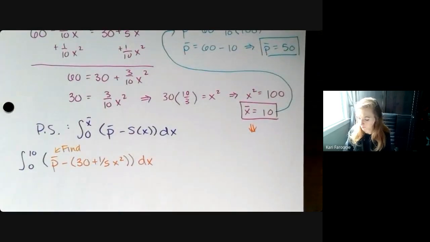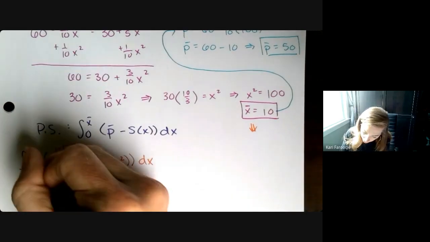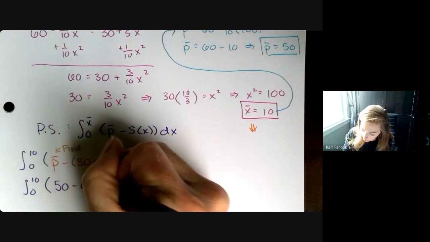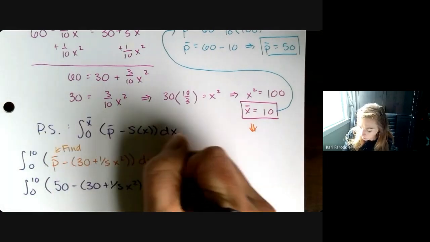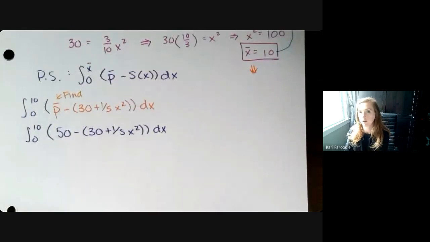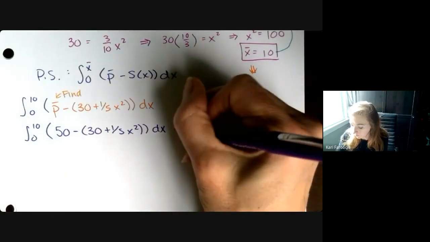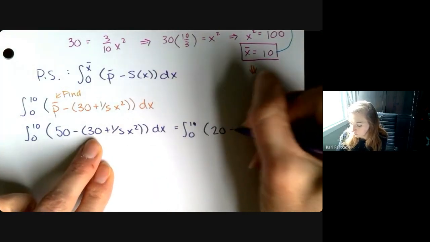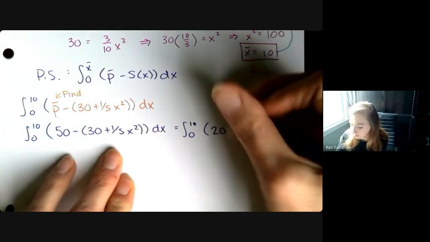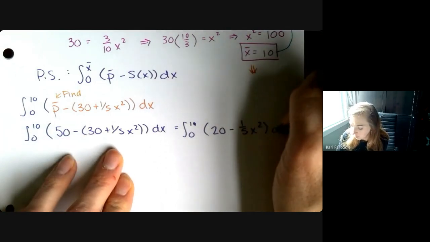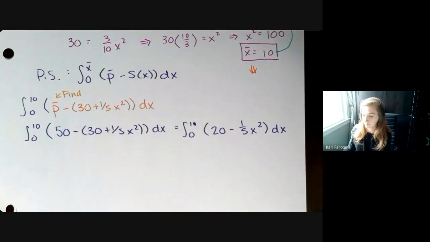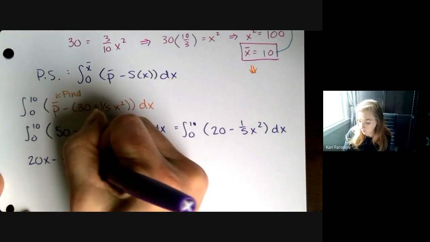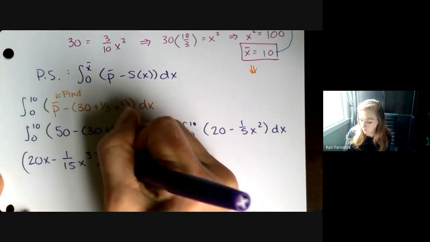Back to this. We're going from 0 to 10 of, now we have 50 minus 30 plus 1/5 x squared dx. And we will simplify and integrate. 50 minus 30 is 20. And don't forget to multiply in this negative sign. So it's minus 1/5 x squared dx. And then we'll integrate. 20x minus 1/15 x cubed, going from 0 to 10.